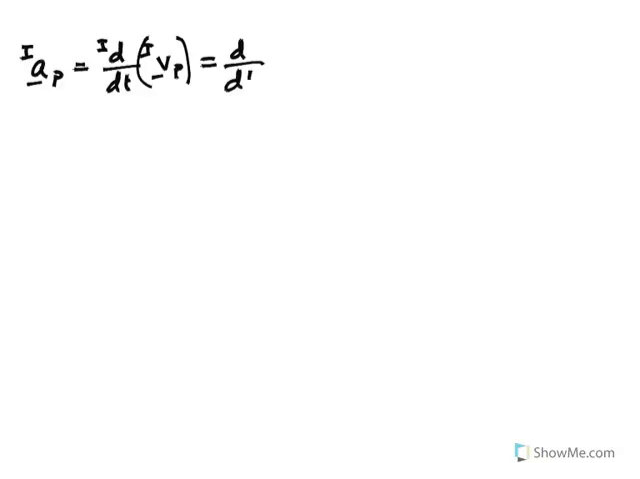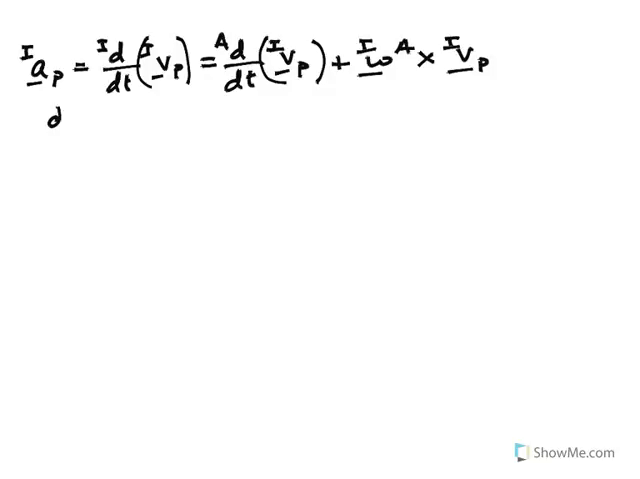Now if we take the next step and get the inertial acceleration, it is going to equal the rate of change in the inertial frame of the inertial velocity, which is equal to the rate of change in frame A of the inertial velocity, plus the angular velocity of A and I crossed with the inertial velocity.